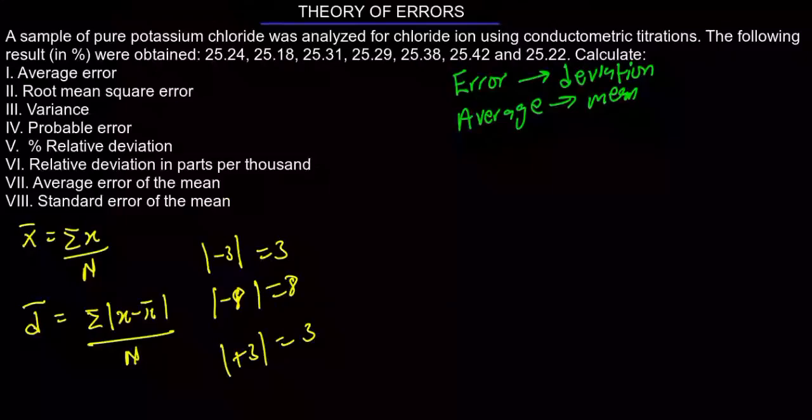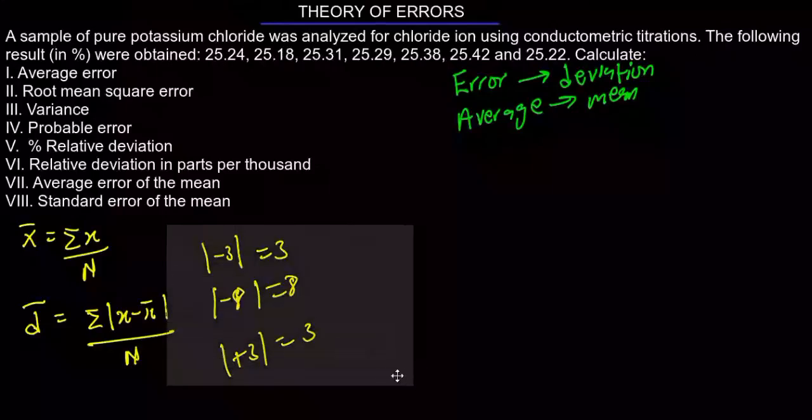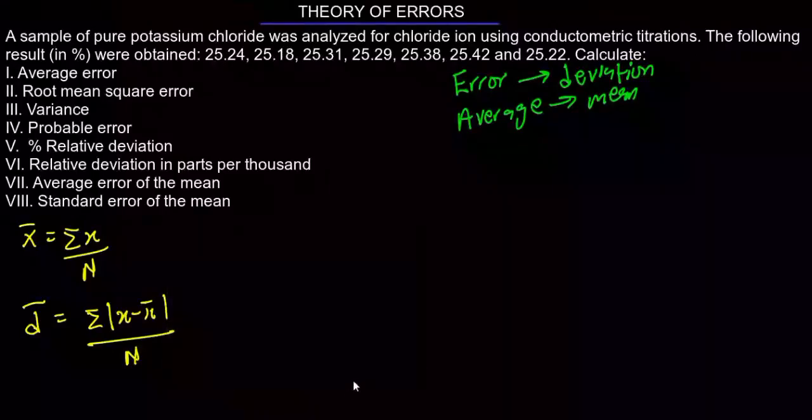Okay, good. Now this is what we have as the average deviation or average error. Next one, what is root mean square error? Root mean square error is the standard deviation. So root mean square error is the standard deviation, and it is given as what?